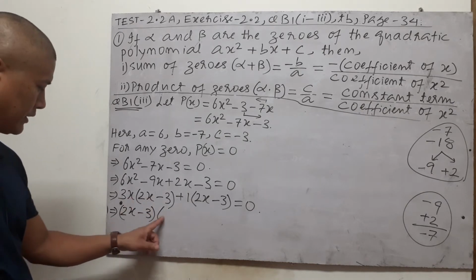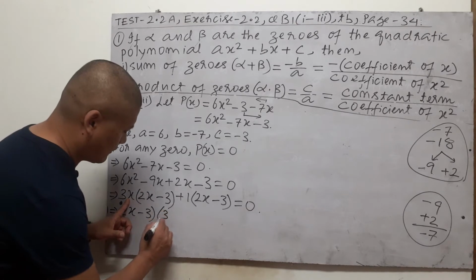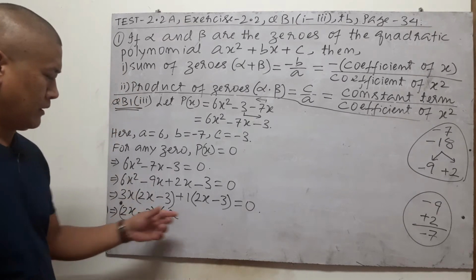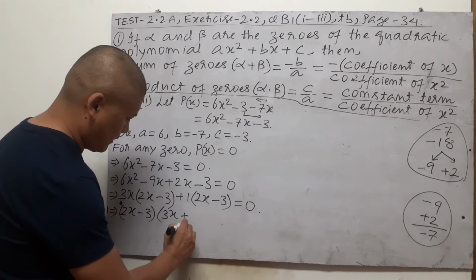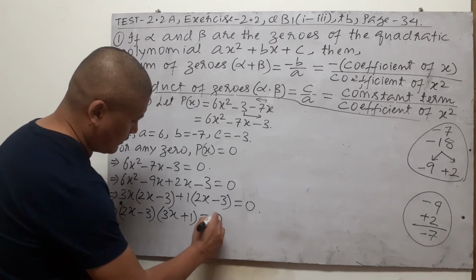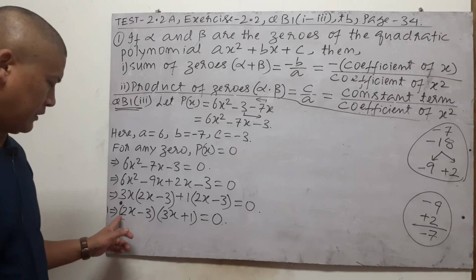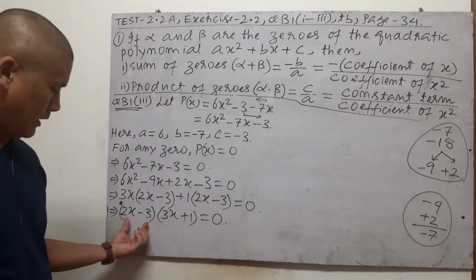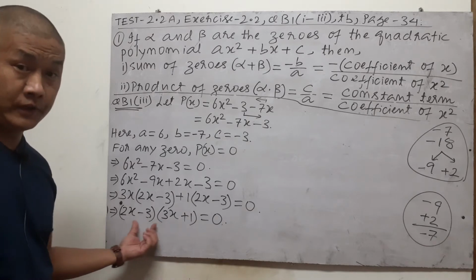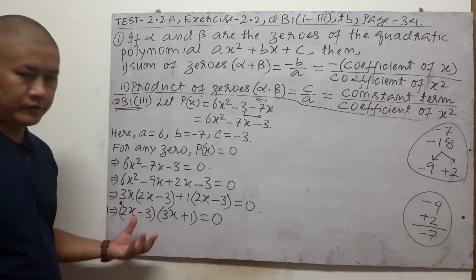So inside this bracket will be, first one, 3x. And 2x minus 3 has gone out, so inside this bracket would be plus 1, equal to 0. So this step reads 2x minus 3 into 3x plus 1. So it has been factorized into these two factors. So this is called factorization.